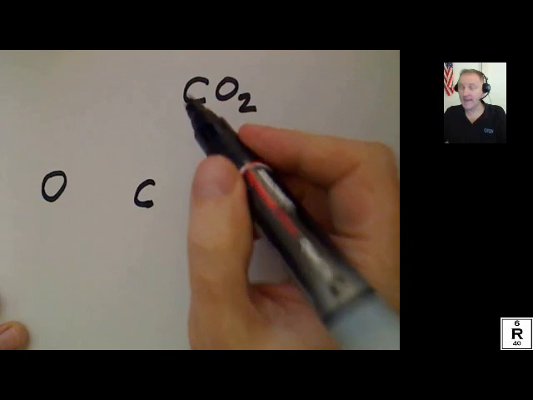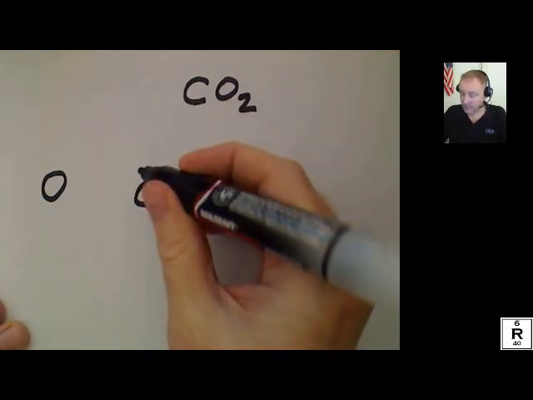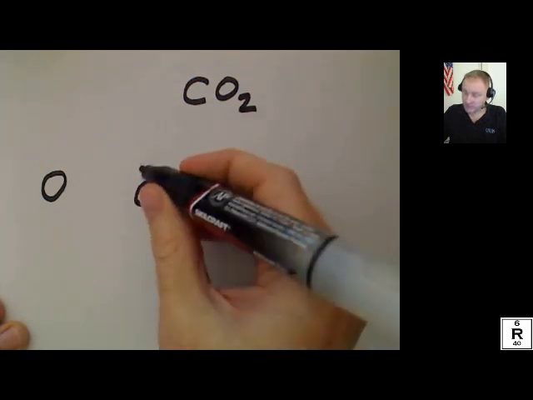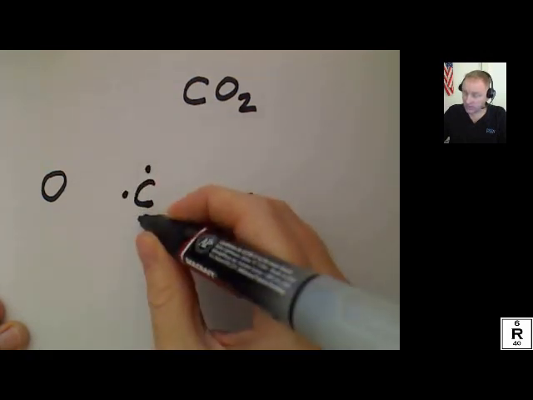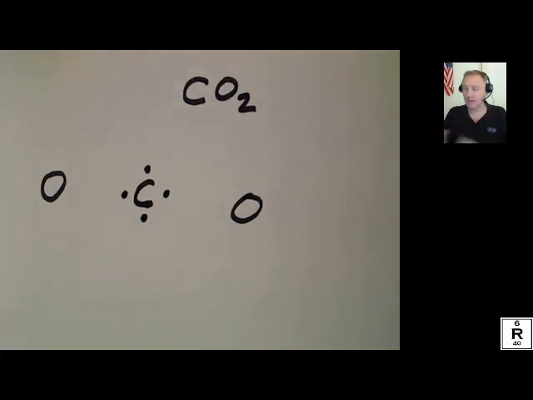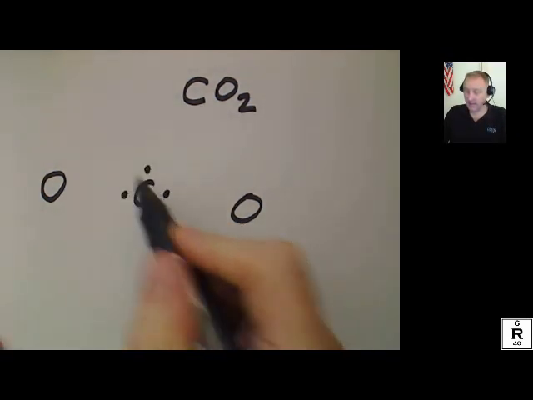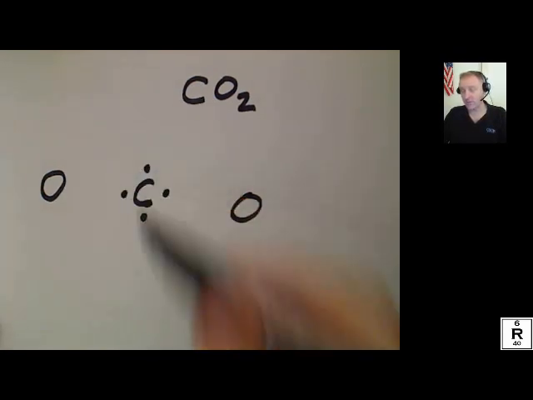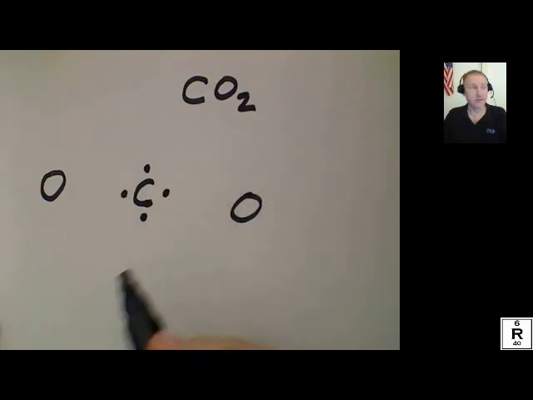Now, carbon has 4 valence electrons. So we're going to put those 4 dots around first. So 1, 2, 3, 4. Remember, electrons are negatively charged. They don't want to be near each other. So they're going to find areas apart from each other before they pair up. So they have to go apart before they pair. So you have 4 lone electrons on carbon.